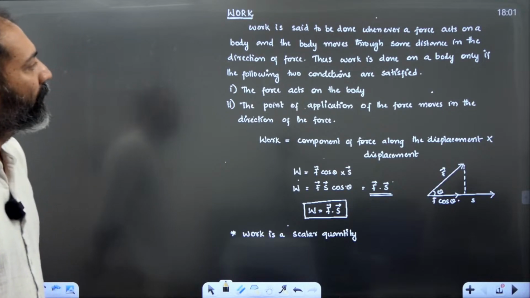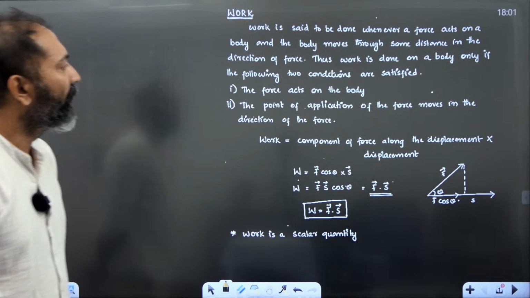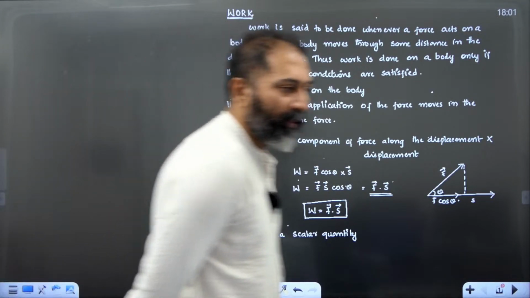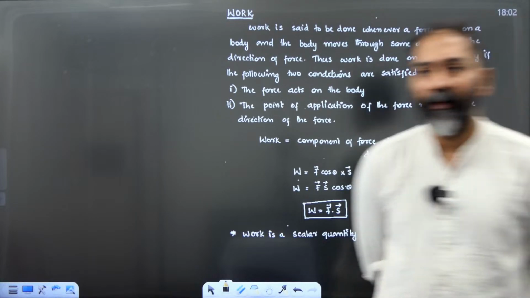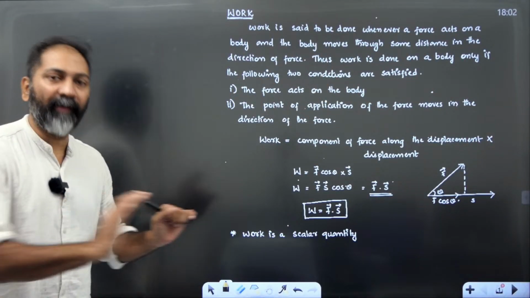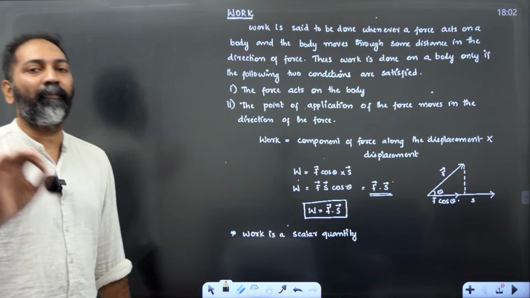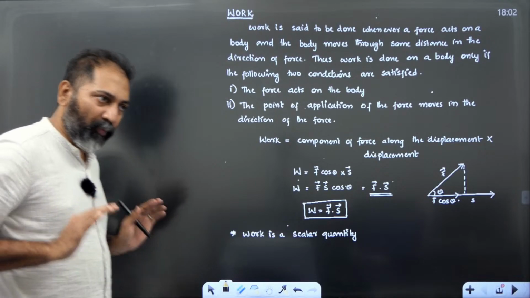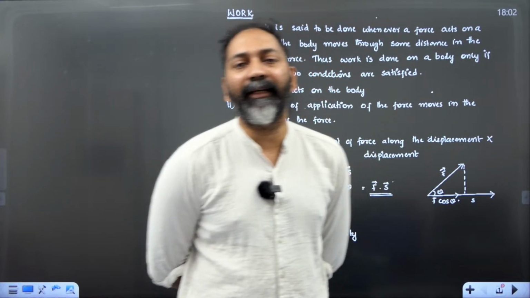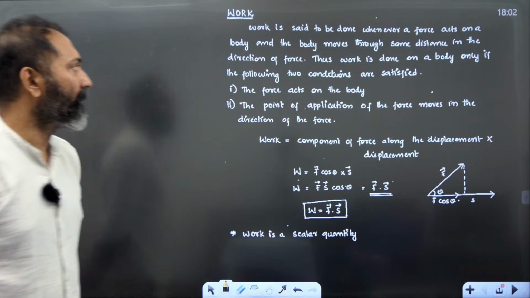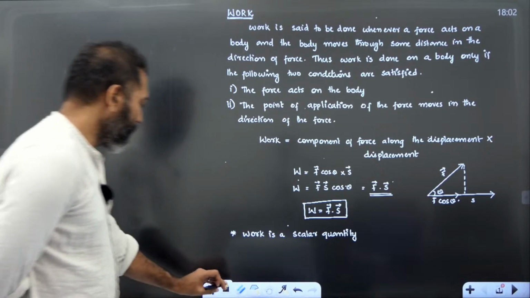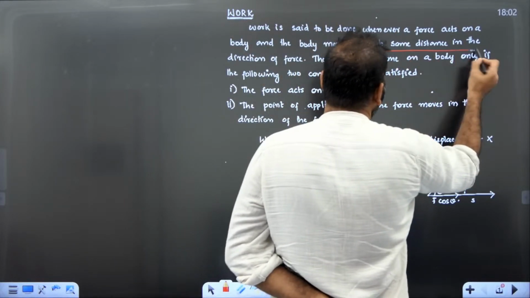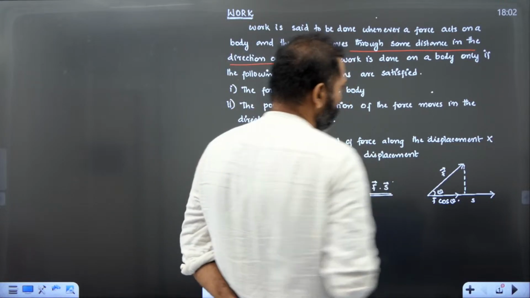Work is said to be done whenever a force acts on a body and the body moves through some distance in the direction of force. Just by applying force, we can't say work is done. After the application of force, if the body moves in the direction of applied force, then we say work is done.